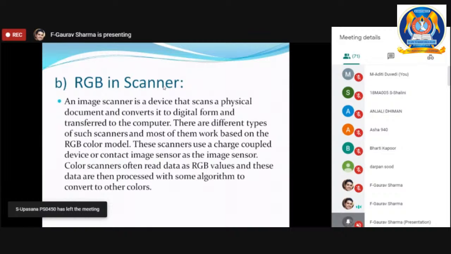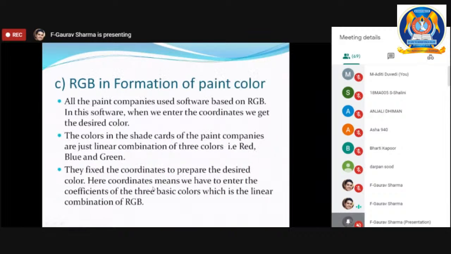There are different types of such scanners, and most of them work based on the RGB color model. These scanners use a charge coupled device or a contact image sensor as the image sensor. Color scanners often read data as RGB values. So it only reads data as RGB values. These data are then processed with some algorithm to convert to other colors. So this is where RGB is used in scanners.